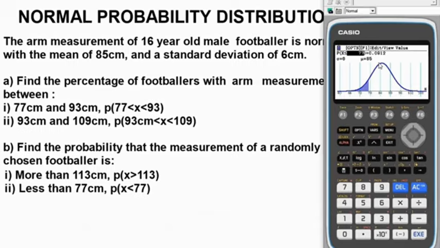This basically is how you can solve problems involving normal probability distribution with the Casio graphic calculator in seconds for multiple choice questions. Hope you learned something interesting from this video.